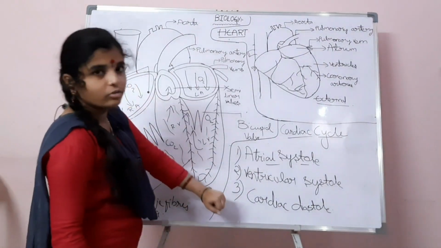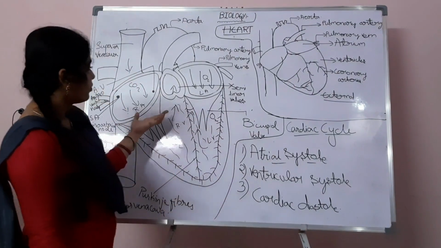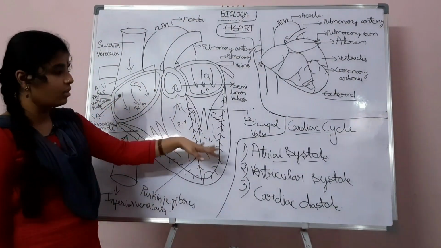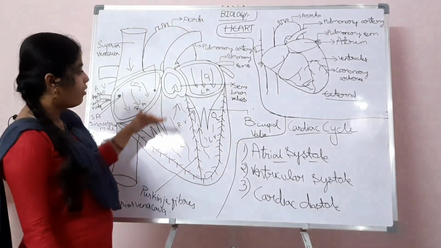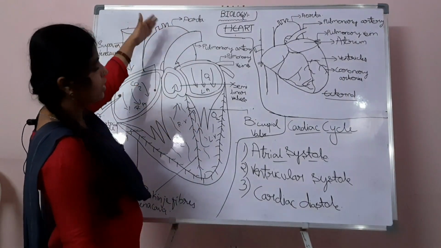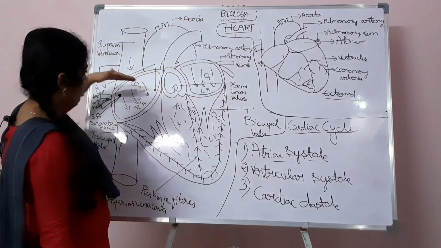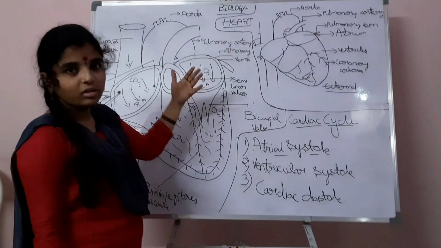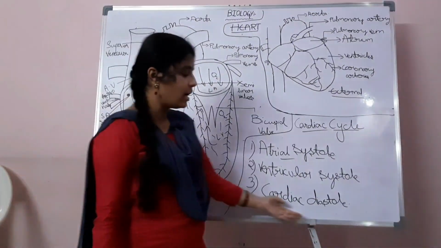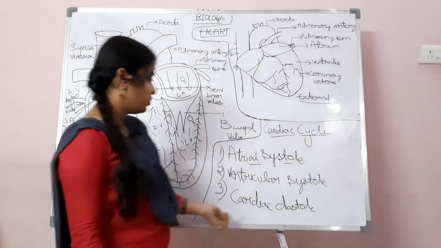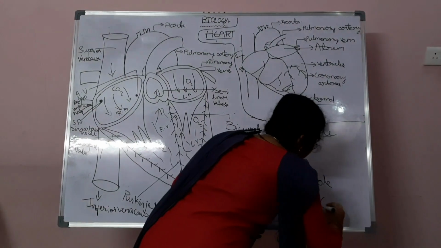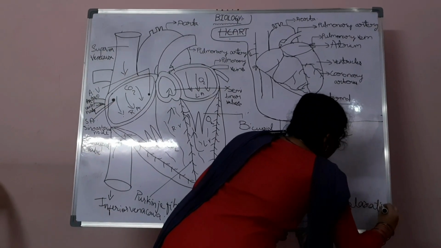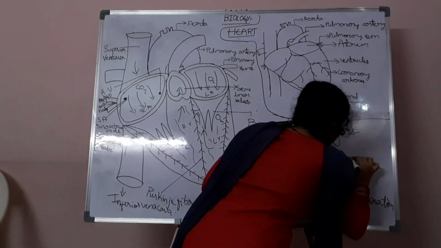In cardiac diastole, the atria and ventricles were in the contraction stage. After the blood is released to the aorta and all that, the atria and ventricles are in a relaxed position. So relaxation takes place. That is known as cardiac diastole. Diastole means relaxation. Systole means contraction.